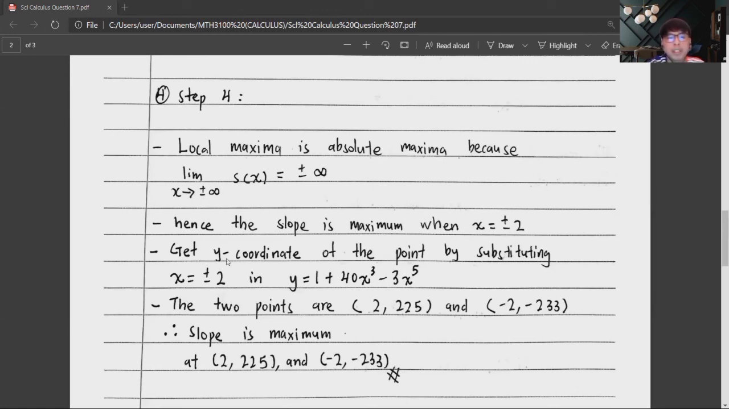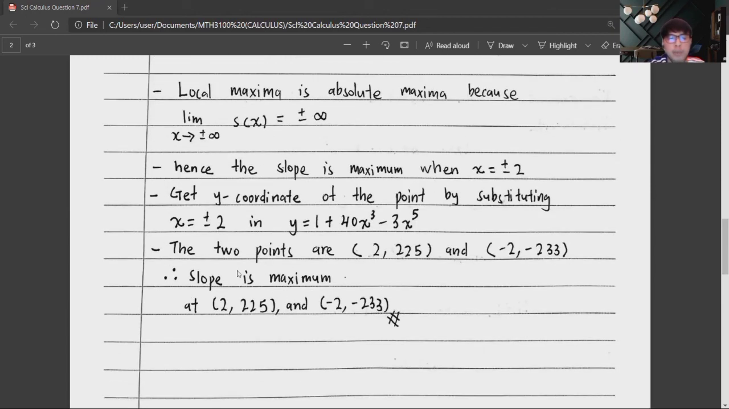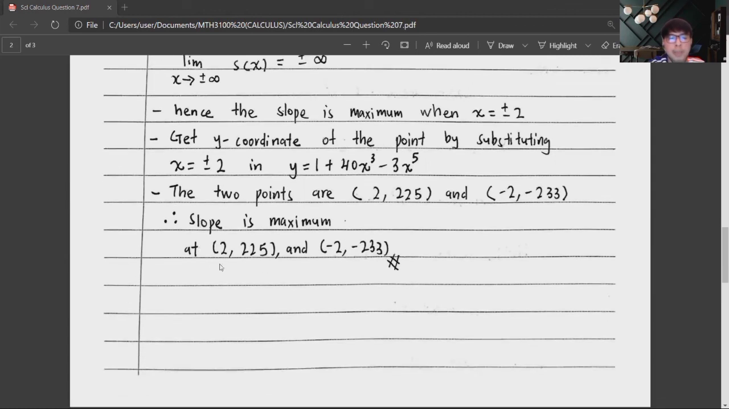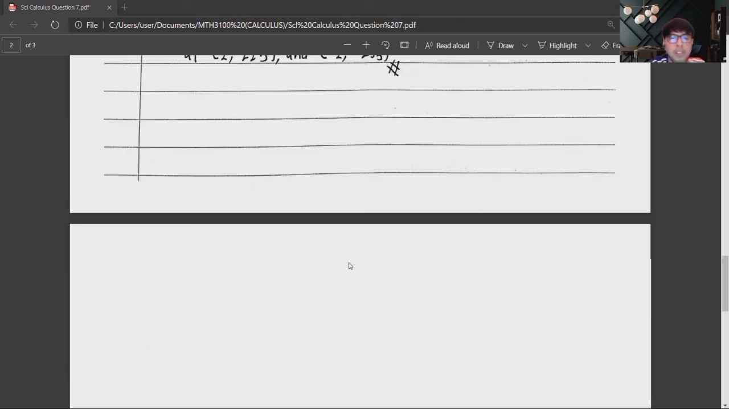We get the y coordinate of the point by substituting x equal to positive and negative 2 into the equation y equal to 1 plus 40x to the power of 3 minus 3x to the power of 5. We get 2 points: 2 and 225, and another point, negative 2 and negative 233. So the slope is maximum at these 2 points, which are (2, 225) and (negative 2, negative 233).